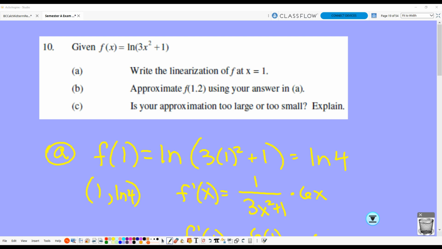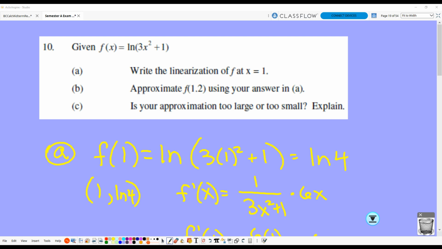So how do you get the linearization? You find a point and a slope. What is the coordinate at 1? Well, plug in f of 1. So you're right, that's natural log of 4. What is that? I don't know, something bigger than 1. Hopefully. More than hopefully, it's actually a little bit bigger than 1.